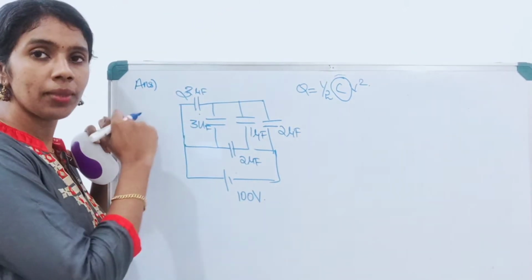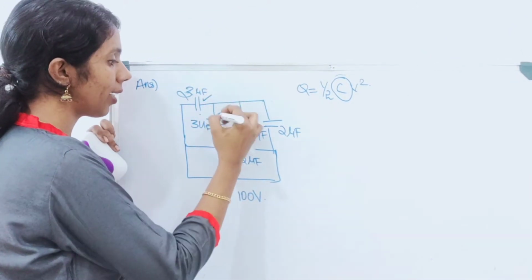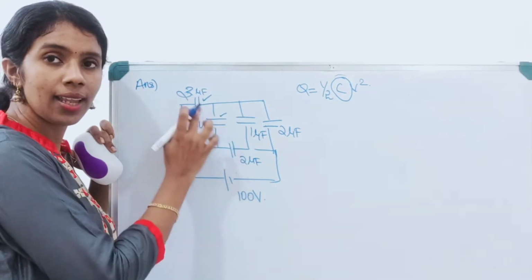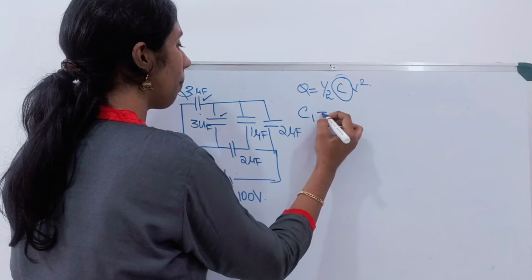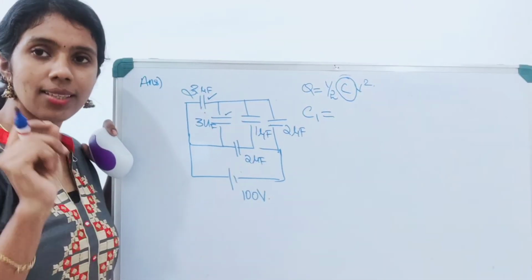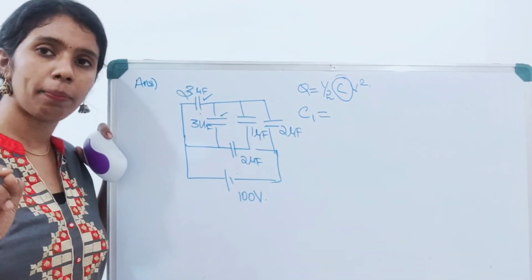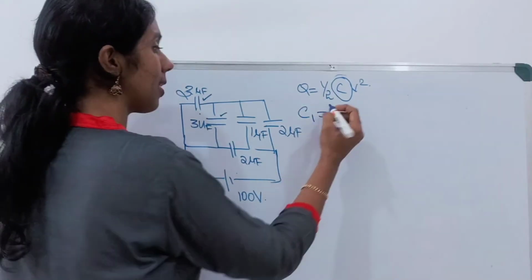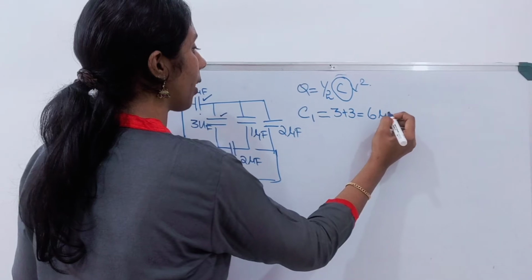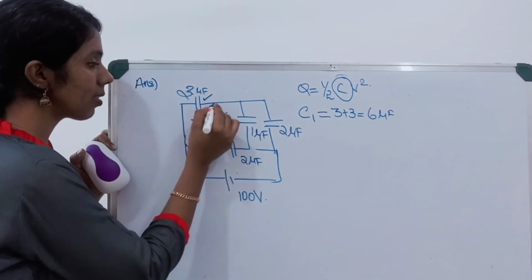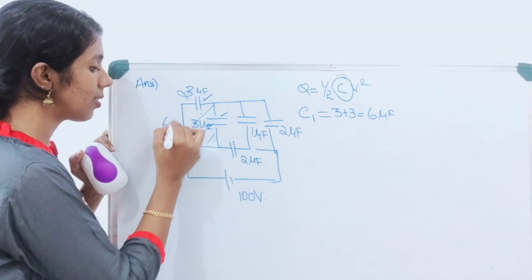It is clear from the figure that 3 microfarad and this 3 microfarad are connected in parallel. If two capacitors are connected in parallel, the total capacitance will be the sum of the individual capacitances. So C1 is equal to 3 plus 3, which is equal to 6 microfarad. So total capacitance of this combination is 6 microfarad.